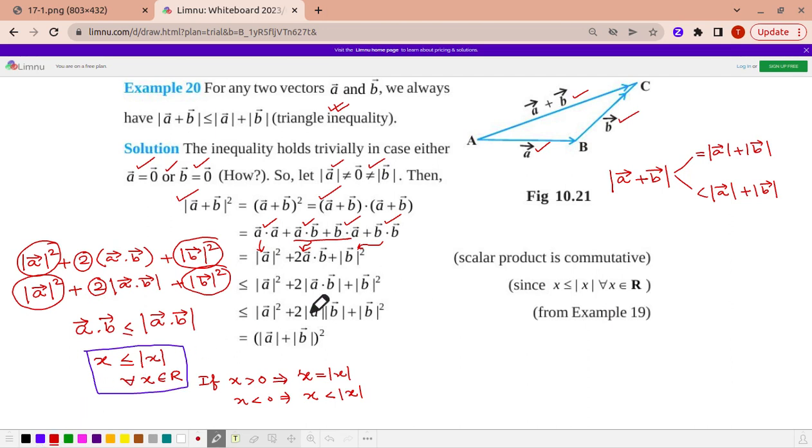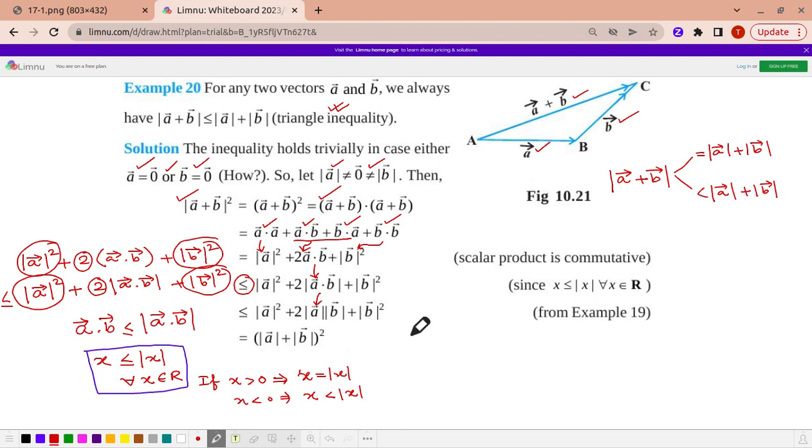So now let's come back. That means here we apply the sign less than equal to, because A dot B is less than equal to mod of A dot B. So what we can write is mod A whole square plus 2 into mod A into mod B, because we know mod of A dot B is always less than equal to mod A into mod B. We just discussed this in the previous question, if you recall. And then we can write plus mod B whole square, correct.